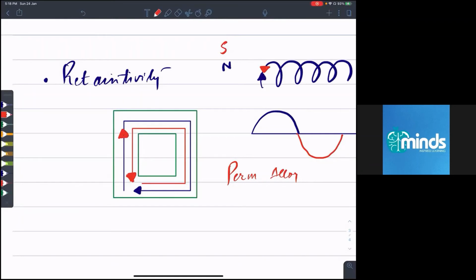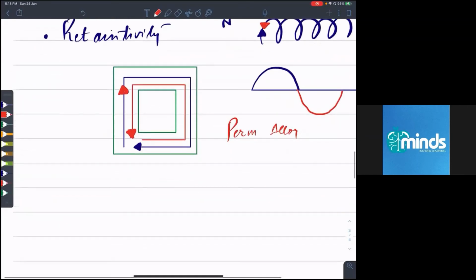The advantage of perm alloy is its retentivity is very low. Since its retentivity is very low, there won't be enough energy loss for the change of polarity. By the way, the energy loss which occurs because of the change of polarity is known as hysteresis loss.